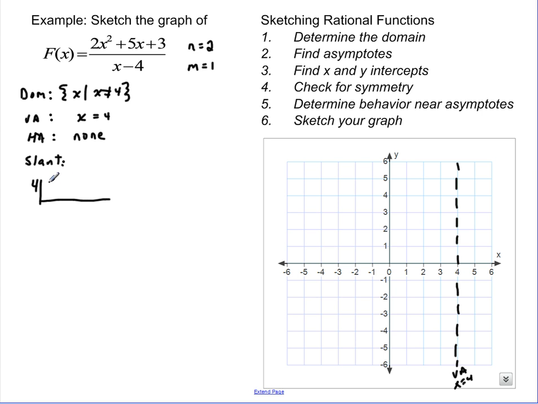It looks like we've got 4, and we're going to have 2, 5, and 3 as our coefficients. So I'm going to bring down my 2, multiply by 4, get 8, add, get 13, multiply by 4, 13 times 4 is 52, adding, that's going to give me 55. Well, what does that mean to me? That means that my equation for my slant asymptote is y equals 2x plus 13.